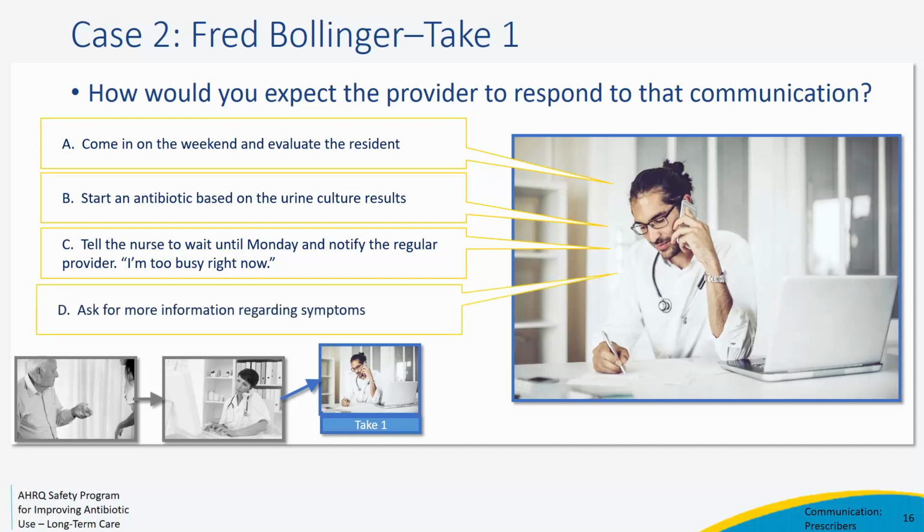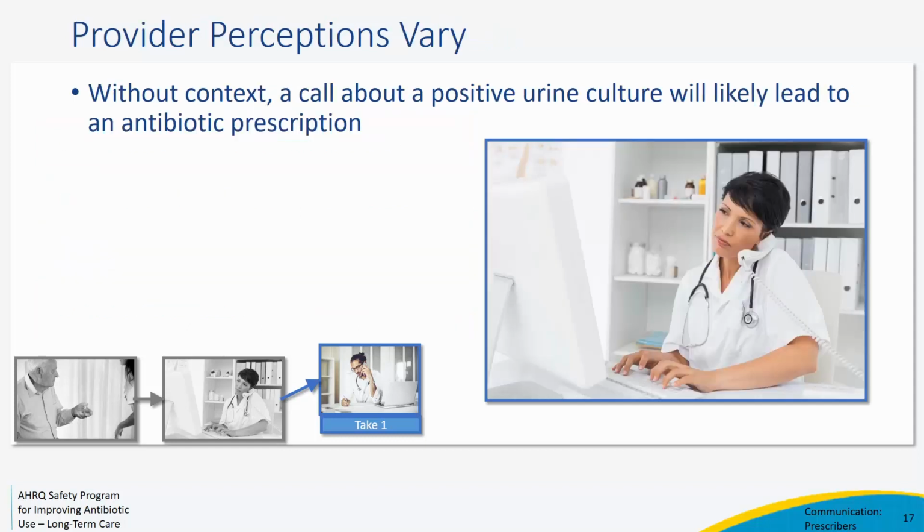Ask for more information regarding symptoms. This would be the ideal response, as more information is critical to make appropriate decisions in this situation. Unfortunately, this may be unlikely unless the nurse sets the provider up to ask more questions. In general, when a provider receives a page, they assume there is a clinical reason for the call. Without context, a call about a positive urine culture will likely lead to an antibiotic prescription.